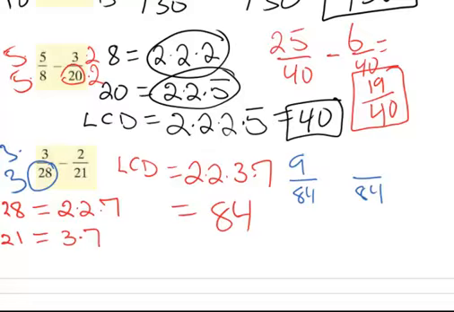What did I multiply 21 by to get 84? Multiply that one by 4. That's going to leave me with an 8. All I'm going to do now, my friends, is subtract. 9 minus 8 is 1 all over 84.